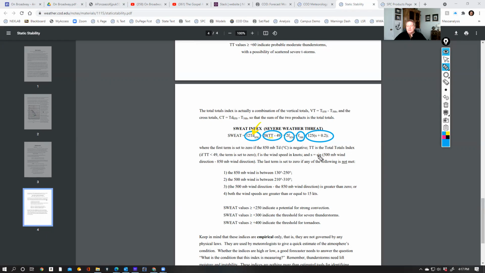It says S is the sine of the 500 millibar wind direction minus the 850 millibar wind direction. So SIN is called sine. It's a sine function. Basically, it's on your calculator. If you have a calculator, great. If you're using your phone, turn it sideways and you get sine. You just need to make sure that if you plug in 90 and hit the sine button, it should come out to be 1.